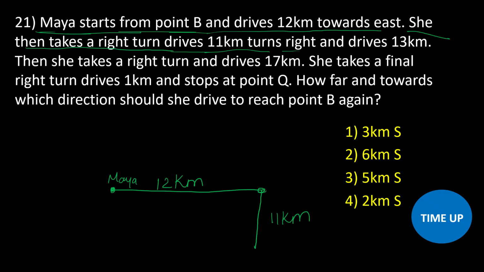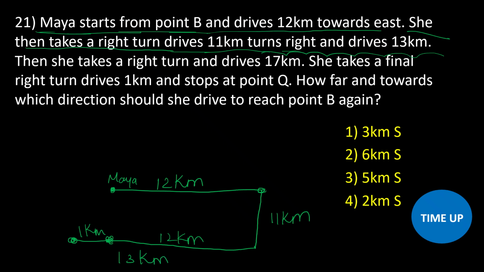Okay? 11 kilometers, turns right and drives 13 kilometers. Again, she turns right and takes 13 kilometers. So, if this is 12 kilometers, then 1 extra kilometer she goes, which will make the total 13 kilometers.